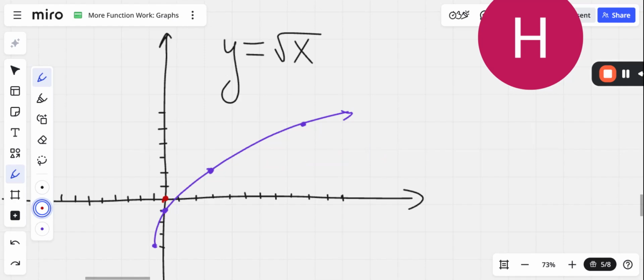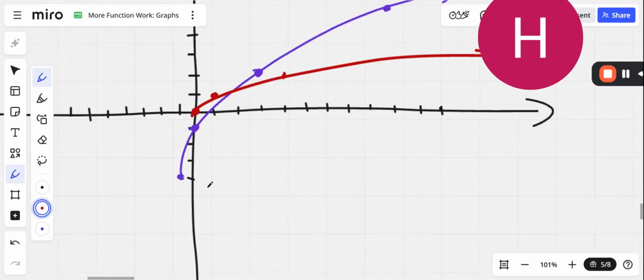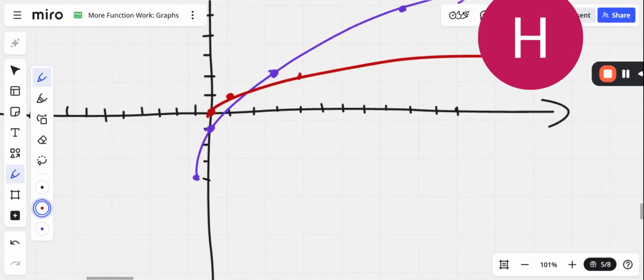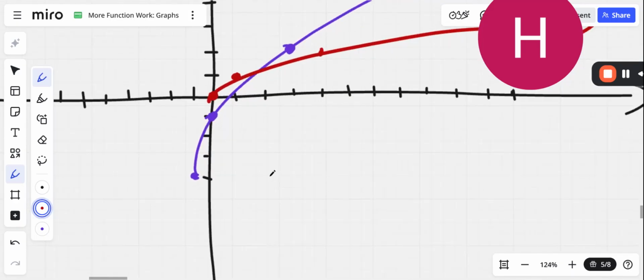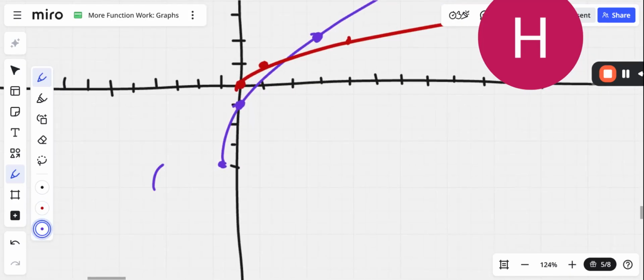Clearly this has been moved. It has been shifted, but it's also been stretched. See how it's kind of taller? The purple is kind of taller. So this point is going to be negative 1, negative 4, which we can describe the shifts. So we can say this is a shift to the left by 1, and this is a shift down by 4.